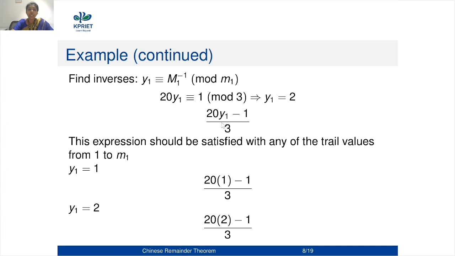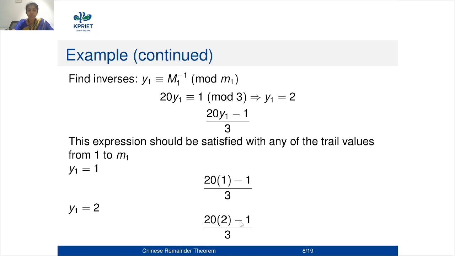So we have three different cases to substitute in this expression: y1 is 1, y1 is 2 and y1 is 3. So definitely for a particular number, this expression will be satisfied. Now let us check for each y1. Let us take y1 as 1. If I substitute y1 as 1, it becomes 20 times 1 minus 1 by 3. It is 19 by 3. So this is not satisfied. Now let us take y1 as 2.